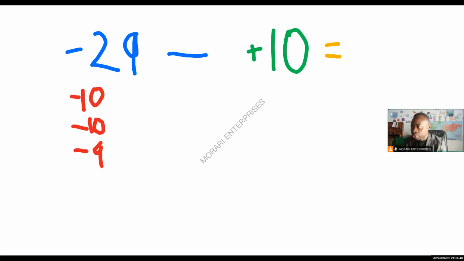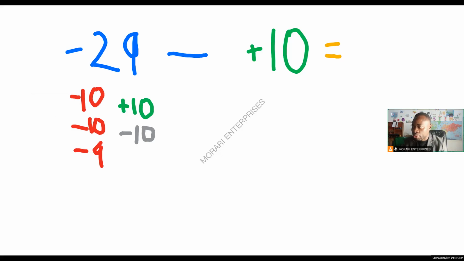Now, what can you do? You bring the +10. But what do you need to do equally at the same time? You have to remove the +10 with a -10. Very good. So it means you've added nothing. If you owe somebody 10 and you have 10 to give them, you've added nothing.